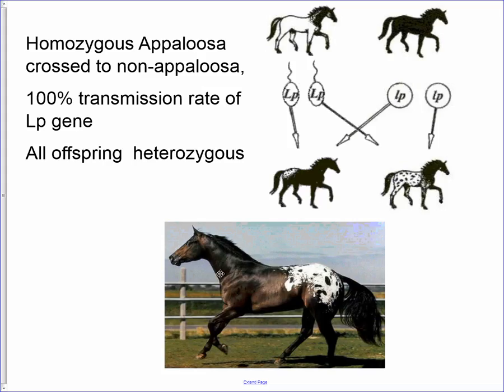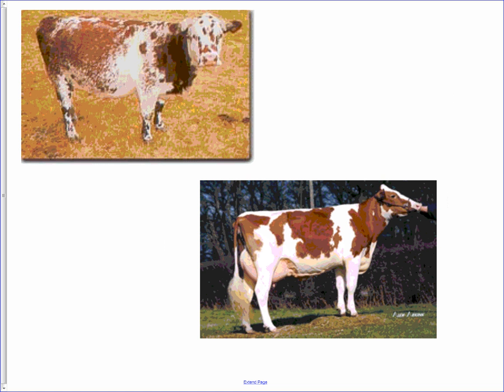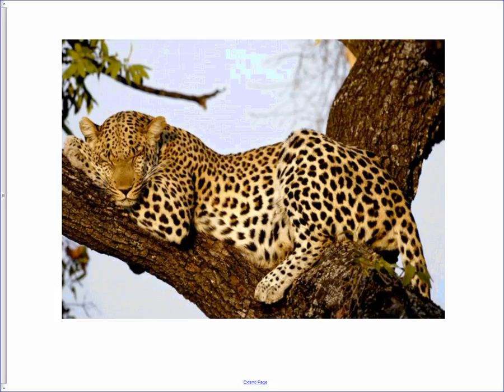Horses. A lot of horses have skin color that shows codominance. So you have little patches here of skin where the pigmentation is brown, and other patches of fur where the pigmentation is white. The same thing with cows, cheetahs.